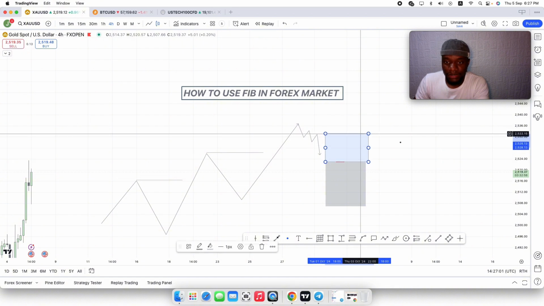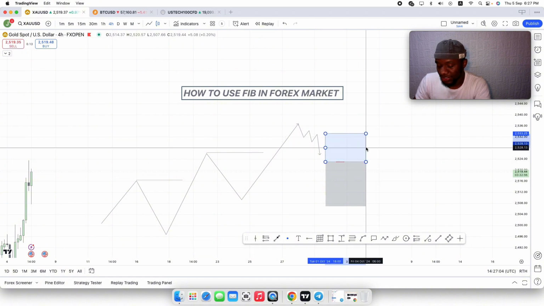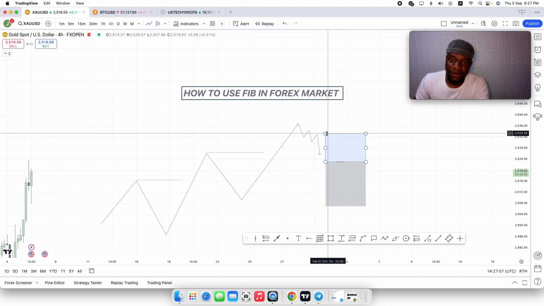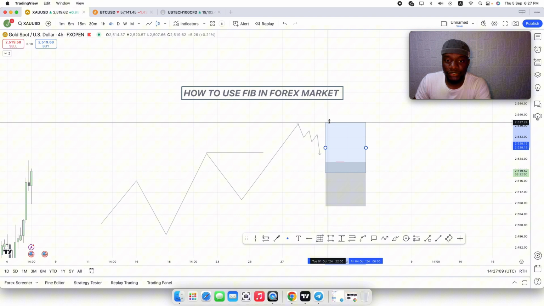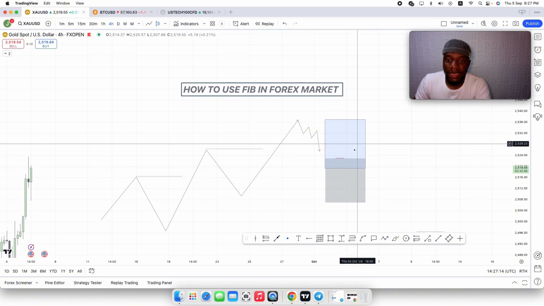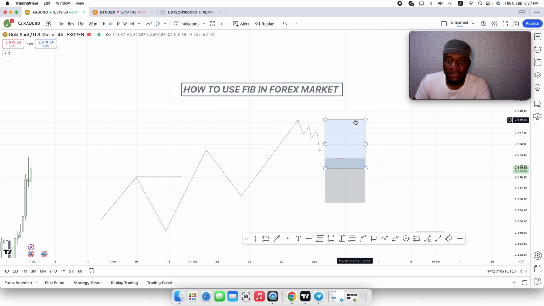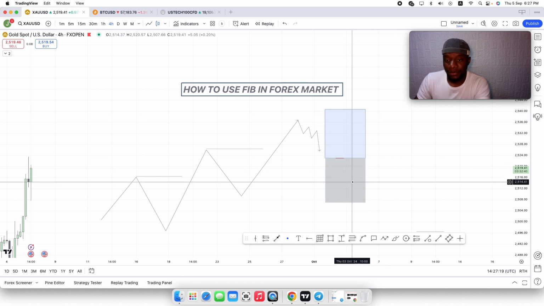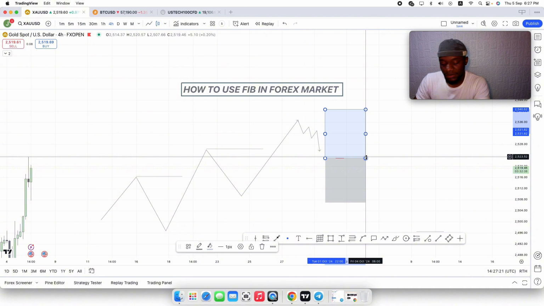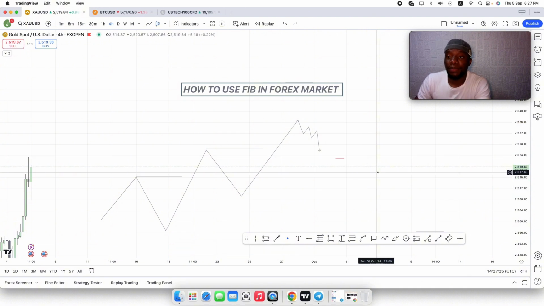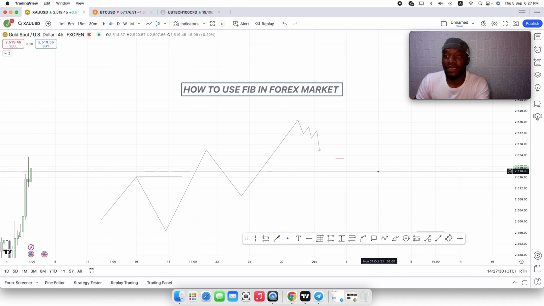So on here you can differentiate between the higher side and the lower side. So here I can probably tell, okay, this is where my discount area is, and this is where my premium area is. Now, as a trader, what you want to be doing is to buy from a discount area and to sell from a premium area.